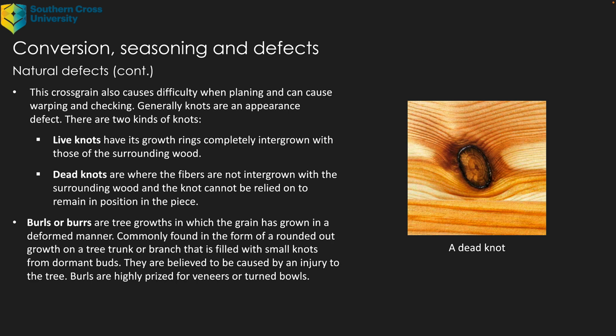Now this example here is a dead knot. That's probably where the branch either had bark already on it as the tree grew over it, or it might have been damaged. Often you'll find a fire or something like that will cause that sort of distinction or barrier between the knot and the surrounding timber.